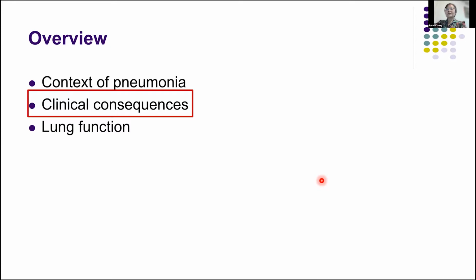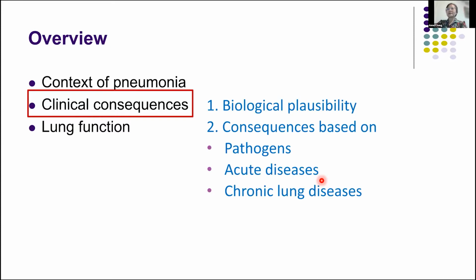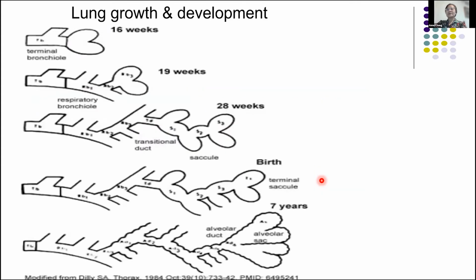So let us go to the clinical consequences, and I'll focus on biological plausibility, and then talk about the consequences related to the pathogens, acute diseases, and chronic lung diseases. So why is pneumonia important? The biological plausibility is that lung development occurs in utero, but unlike some other organs, a lot of growth occurs in the first few years of life. That's the process of secondary alveolization.